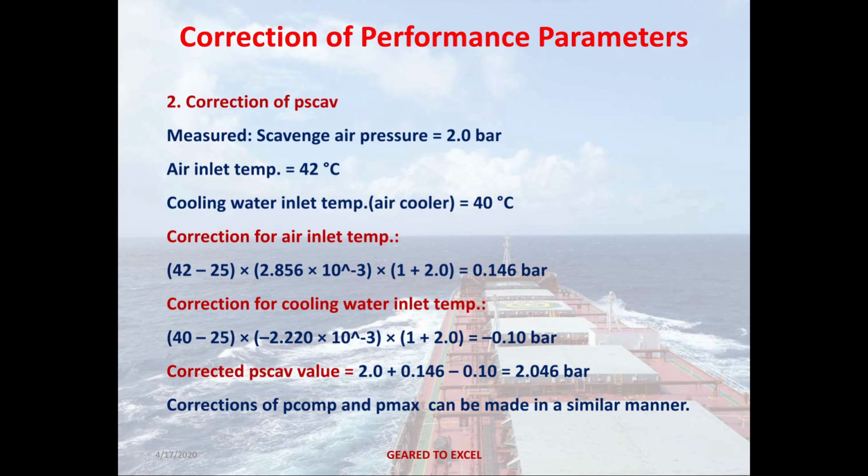Now the corrected scavenge pressure value will be 2.0 plus 0.146 minus 0.10, that will become 2.046 bar. In the same way, the correction for compression pressure and maximum pressure can be made in a similar manner.